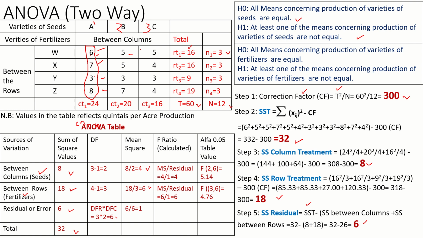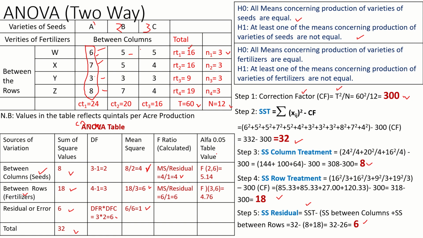Now we will calculate the F value, that is the F ratio. The F ratio is the mean square divided by the residual mean square. For the columns, the mean square is 4 divided by the residual 1, so we get 4. For the rows, for the fertilizers, we get 6 divided by 1, which equals 6. So these are the calculated values, 4 and 6.